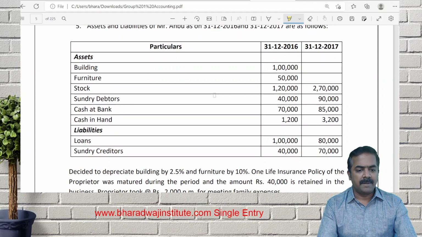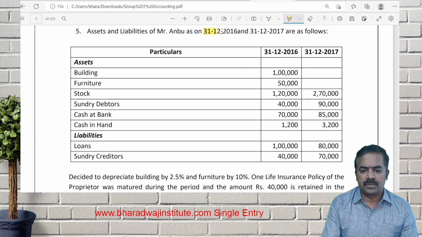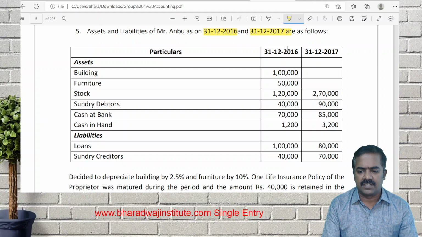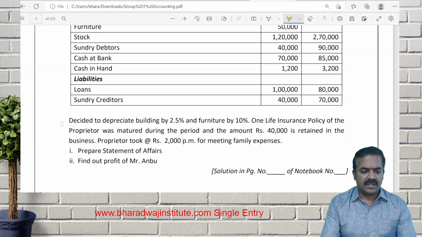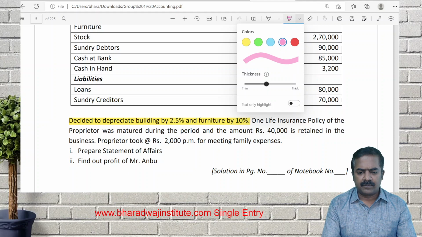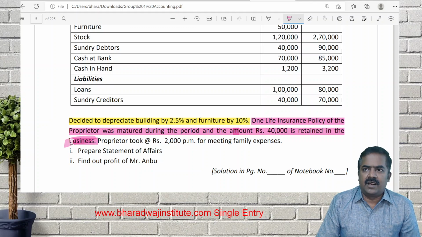Read the 5th question. We are given assets and liabilities of one firm on 31-12-2016 and 31-12-2017. Opening and closing balances are given to us. Decided to depreciate building by 2.5% and furniture by 10%. Look at the next point: one life insurance policy of the proprietor matured during the period. An amount of 40,000 was retained in the business. What is this? Additional capital.